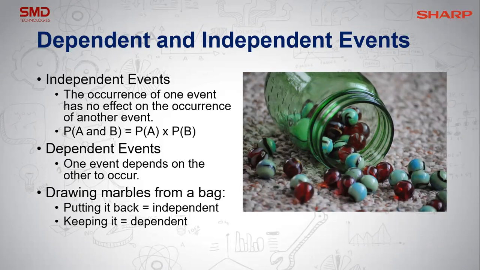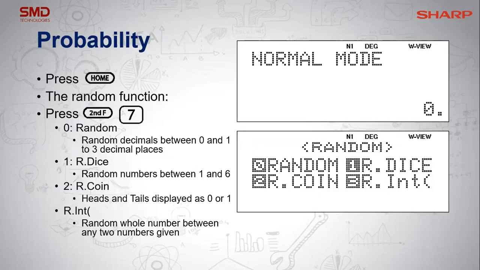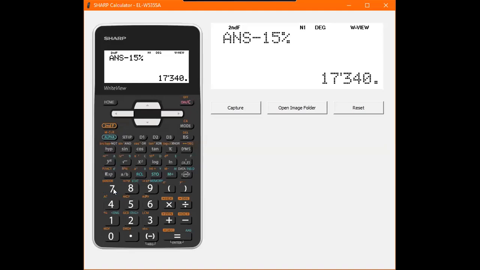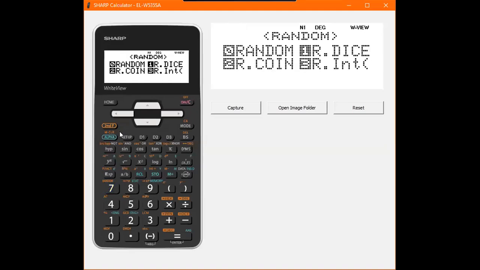Okay, so there are some really nice things you can do with your calculator. We actually have a random function on the calculator, and it's lovely for playing with probability. So to get your random function, obviously you're in normal mode, and you're just going to press second function and 7. Okay, then you have 4 different options.